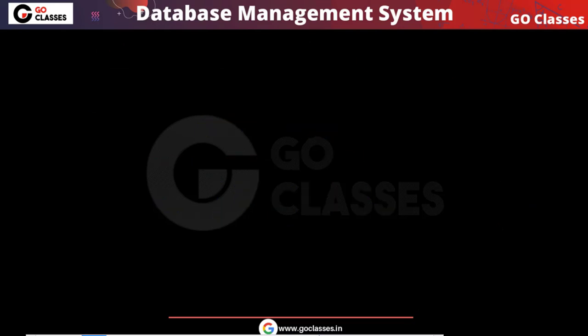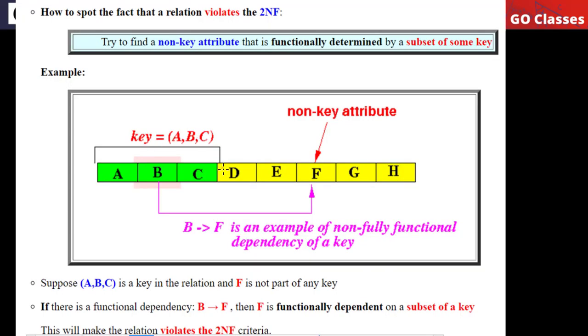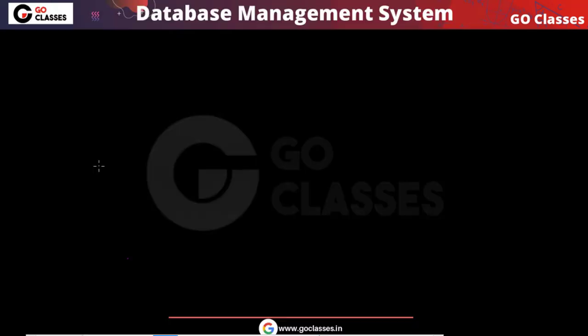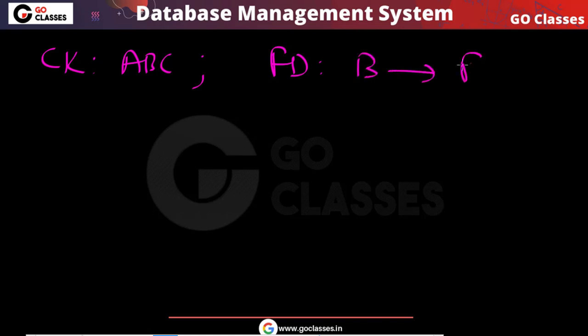I hope these examples are clear to everyone. So this is the second normal form. Some examples again you can take. Here you can notice ABC is the candidate key, but B is determining F. So the candidate key is ABC, and there is a functional dependency B determines F.